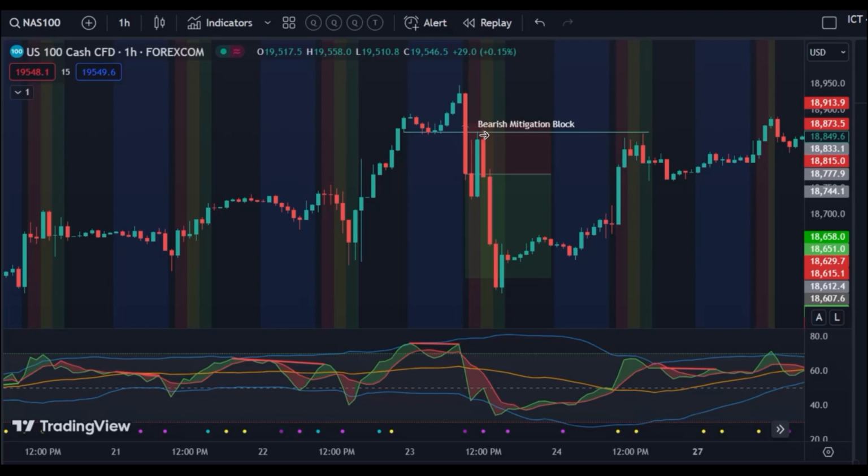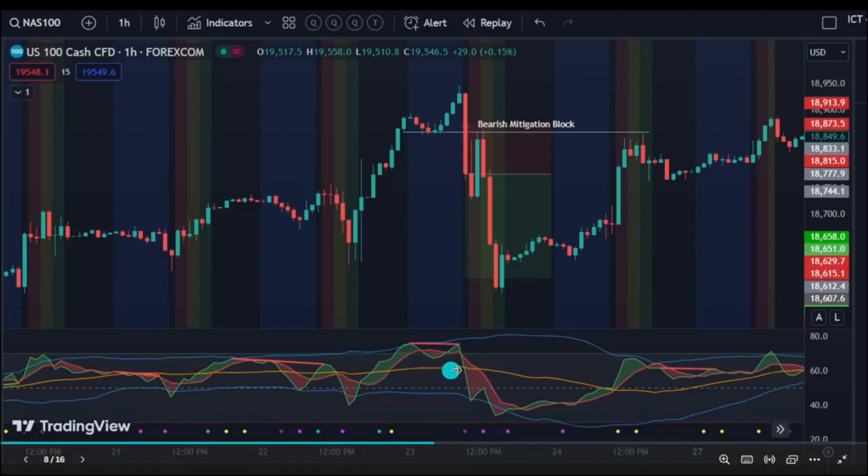If we want to use the TDI indicator to help us with our entries, we can look down here and see when price crossed down below the break of structure. We also see on the TDI that the RSI line crosses the signal line. The signal line is red, the RSI line is green, and our baseline is orange.